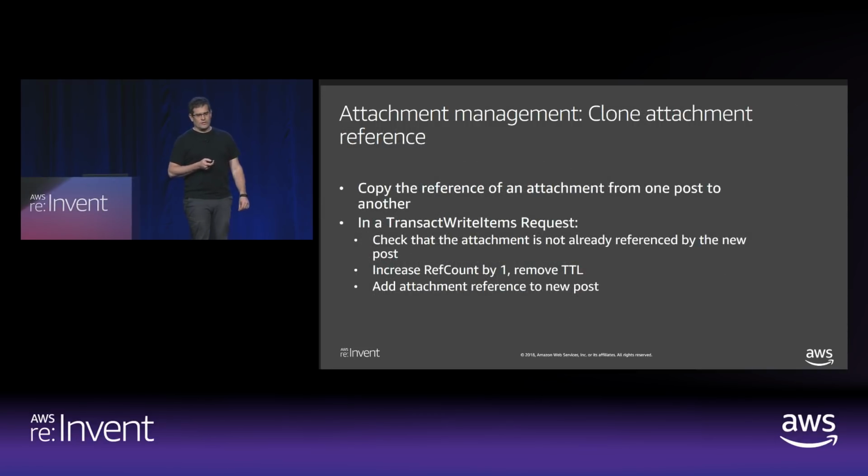OK, so now let's say you're trying to clone the attachment. You're basically cloning the post. You're sharing it or something like that. You want to increase the reference count. You, again, will now do that in a transaction. You will look at the new post that you're creating. You will create it with that new attachment identifier in its reference set. And you would increment the ref count. And that will ensure that the reference count is increased and reflects the number of posts that are referring to it.